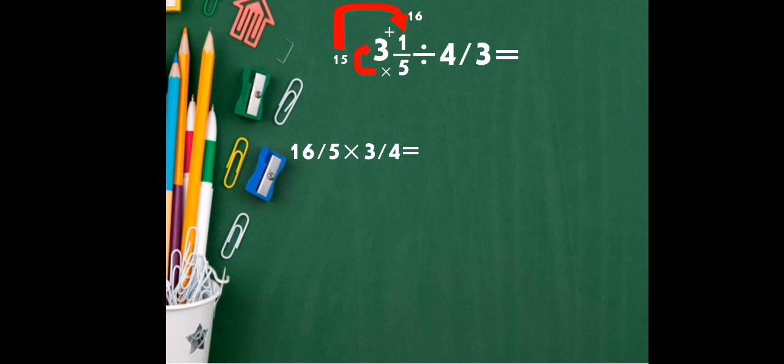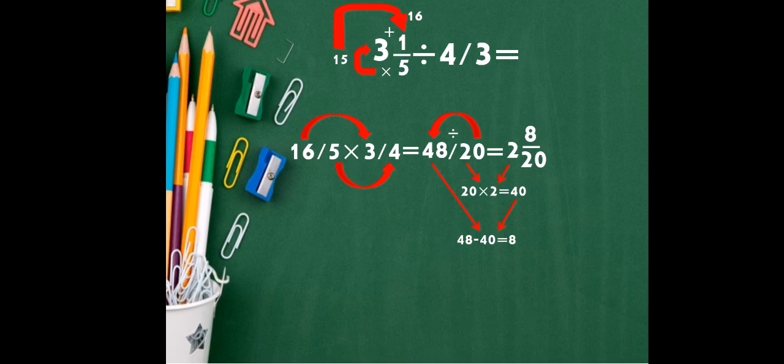Then now let's proceed to multiplication. 16 times 3 is equal to 48. 5 times 4 is equal to 20. So 48 over 20. Here you can divide 48 by 20. So 48 divided by 20 is equal to 2. Then 20 times 2 is equal to 40. And then 48 minus 40 is equal to 8. So you have 8, and then you just copy the denominator 20. So the answer is 2 8 over 20.